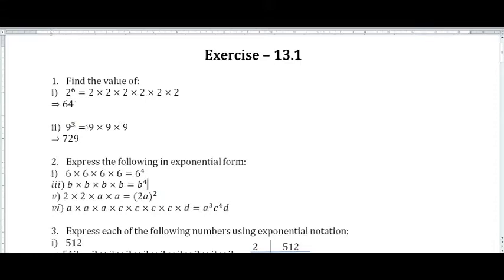And 9 to the power 3 means 9 into 9 into 9. That is 9 9s are 81, 81 9s are 729. That will be the way to find out the exact value of certain numbers which are denoted in the exponential form.